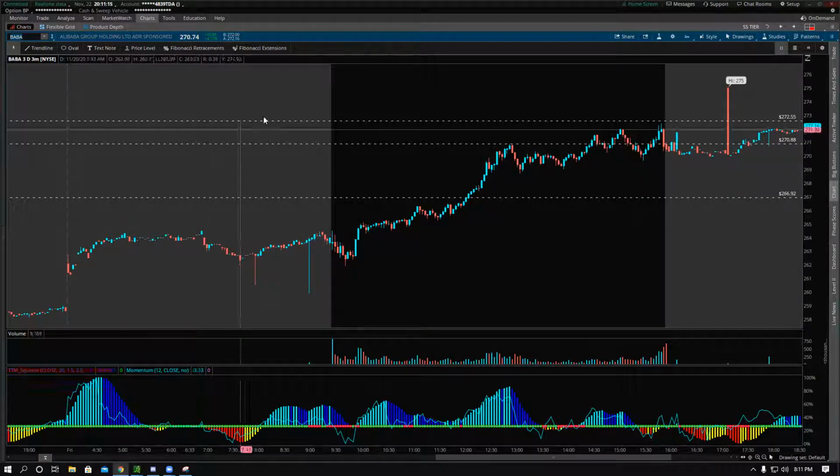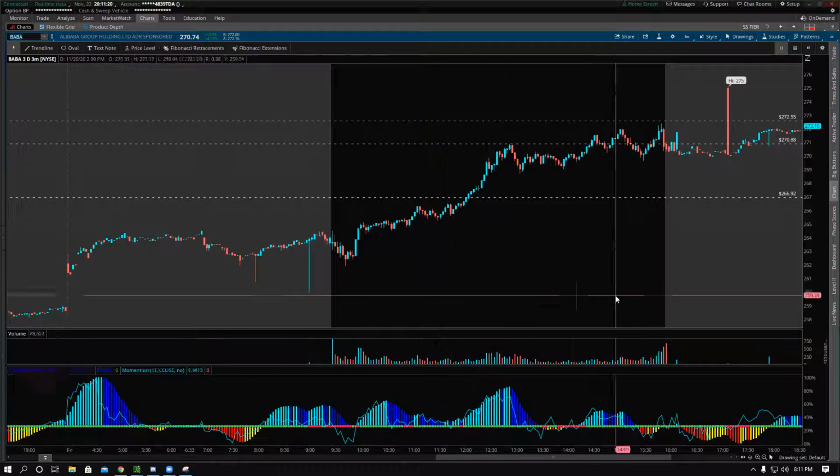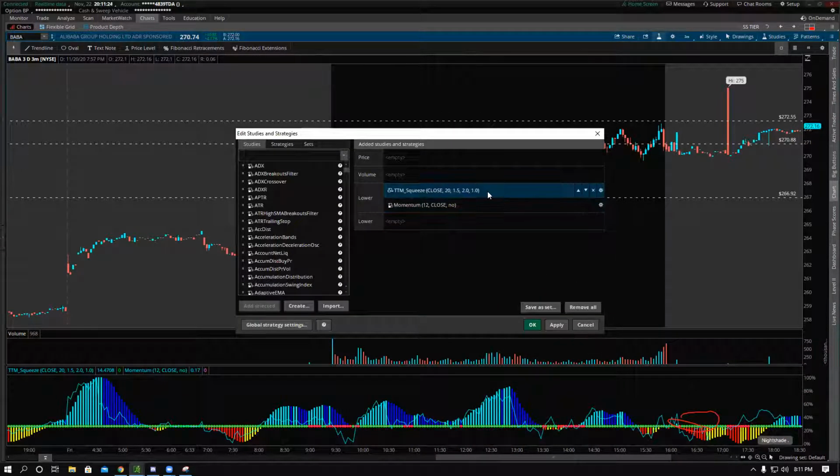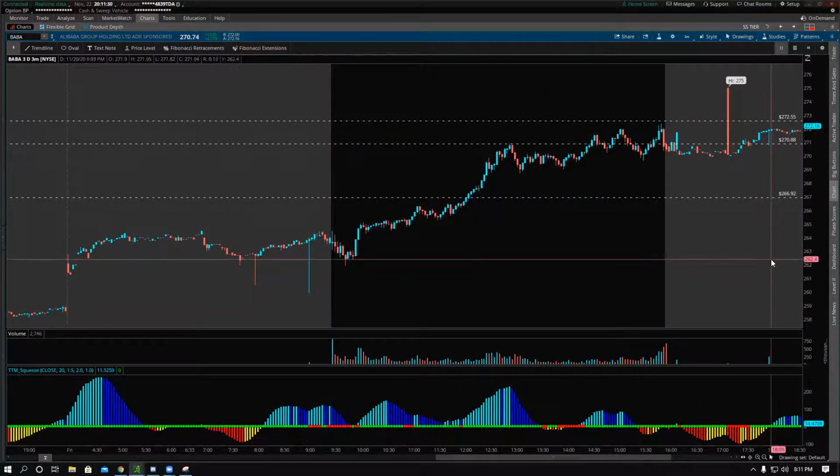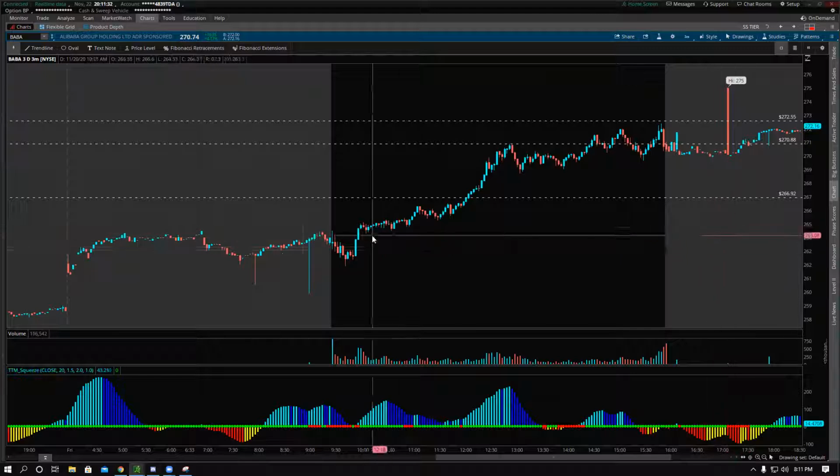So the last part of this indicator that I didn't really go over was these little dots right here. There's only two colors. We have green and red dots, right? Yeah, basically these dots, this is the volatility aspect of the TTM squeeze.